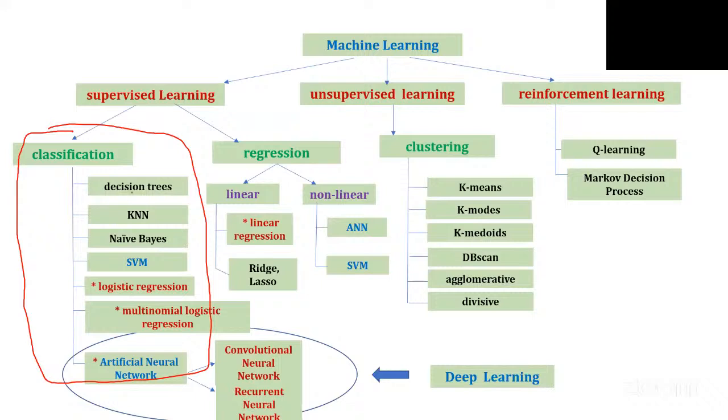So classification consists of various kinds of algorithms such as KNN, decision trees, Bayesian algorithm, support vector machine, logistic regression, and various kinds of neural networks such as ANN, CNN, and RNN. All these things come under classification. Is it okay for all of you?